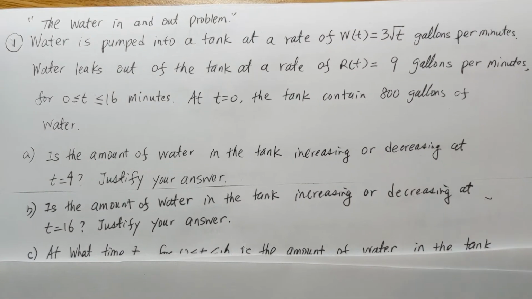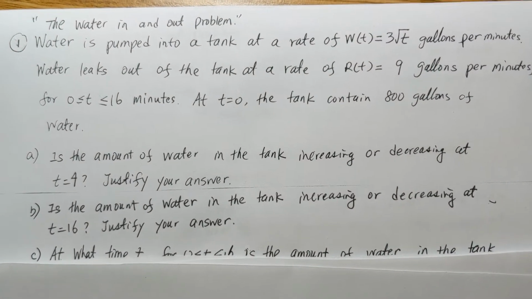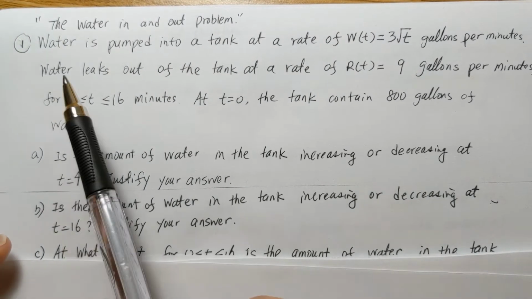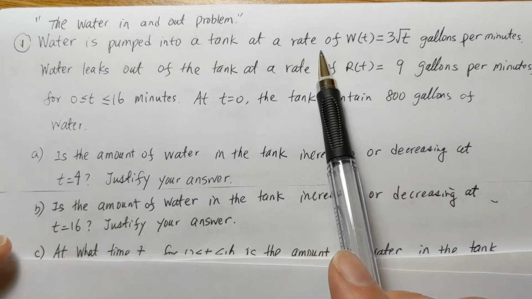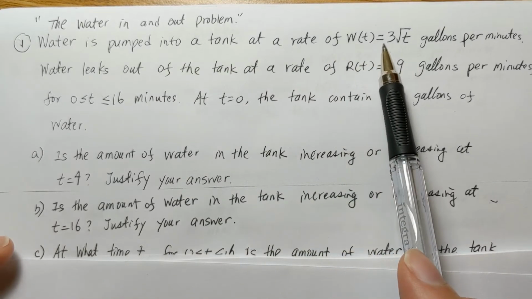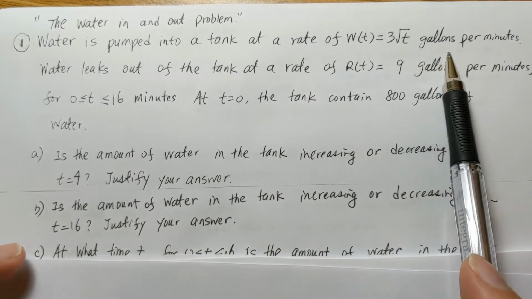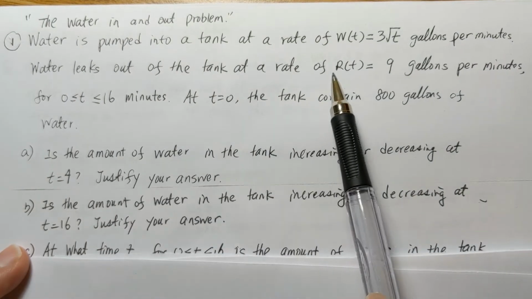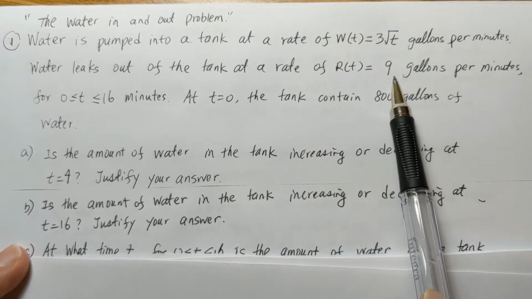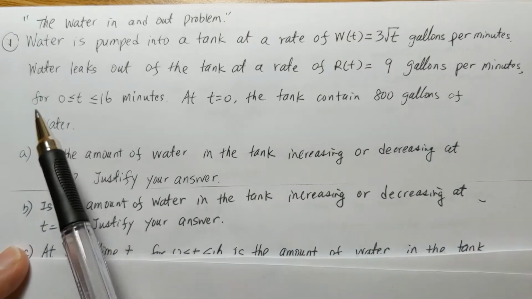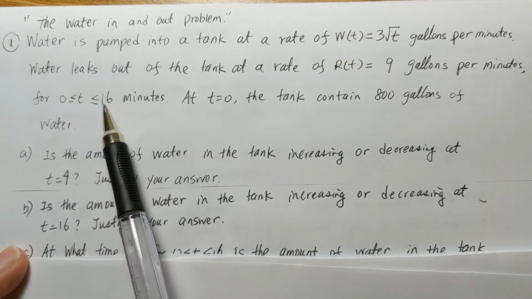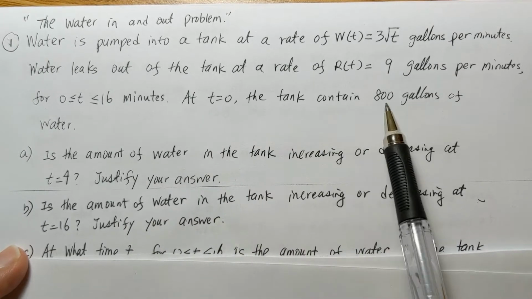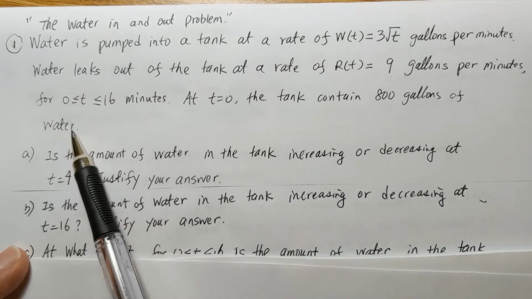Hi, good morning. So today we're going to continue with the water in and out problem. Let's take a look at number 1. Water is pumped into a tank at a rate of W of t equal to 3 square root t gallons per minute. And water leaks out of the tank at the rate of R of t equal to 9 gallons per minute. For t between 0 and 16 inclusive, at t equals 0, the tank contains 800 gallons of water.